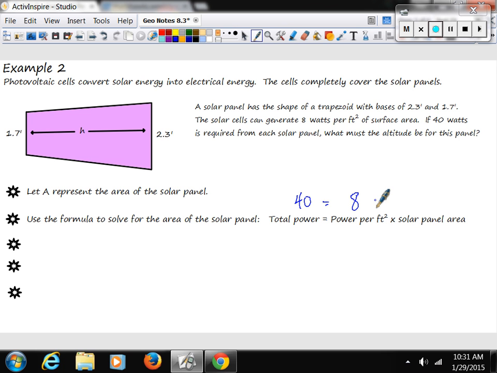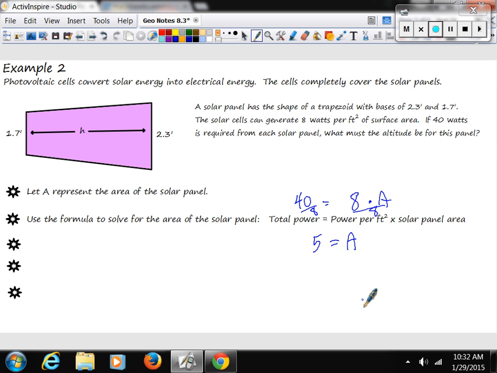The solar panel area is what we don't know. That's our A. We know it's going to make 40 watts. We know it makes 8 watts per square foot. What we don't know is the area. So if we solve for A, what would we get? We get 5, because we would divide both sides by 8, and we would get the area equals 5. So I know now what the area of that trapezoid is.